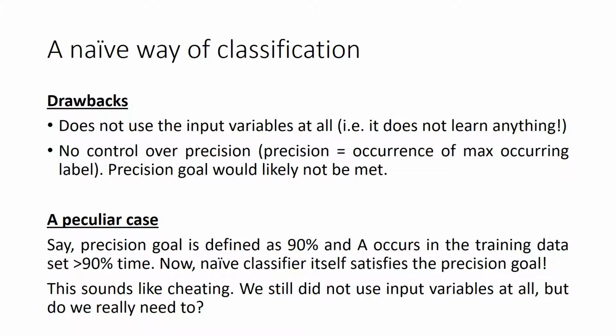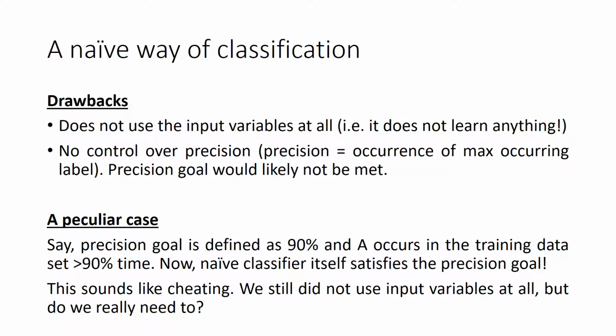We didn't actually learn. We still did not use the input variables. But the point is, did we really need to use the input variables at all? If all I care about is having 90% precision, and by the very nature of this data set I know that 90% of my records are going to be classified as A, I could just always classify all inputs to A, and then just wait for the system to work.